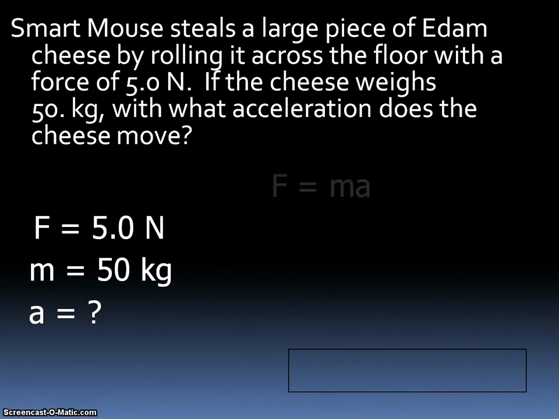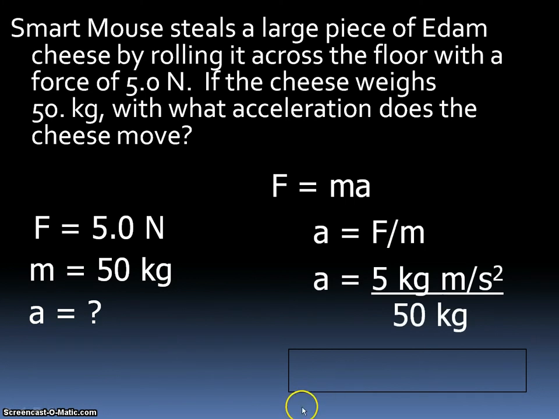acceleration is a question mark. F is equal to ma, but this time we're going to solve for a. So divide both sides by m, and then switch around the equation. So a is equal to force divided by mass. Force is 5 newtons, which is 5 kilograms times meters per second squared. The mass is 50 kilograms. The kilograms cancel out, and we are left with just meters per second squared. So 5 divided by 50 gives us 0.1 meters per second every second. So this means initially the velocity might be 0. 1 second later, it would be 0.1 meters per second. 2 seconds later, it would be 0.2 meters per second, and so on and so forth.